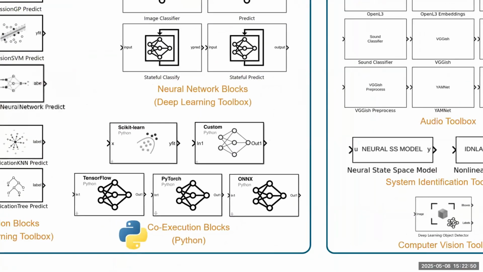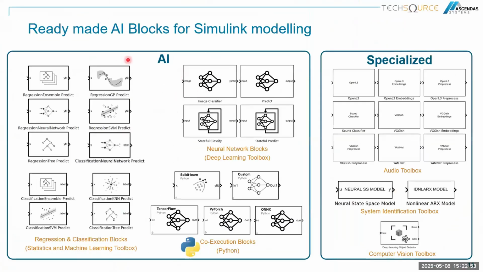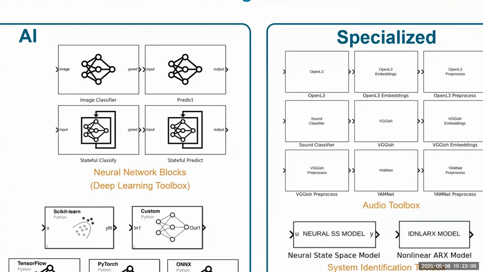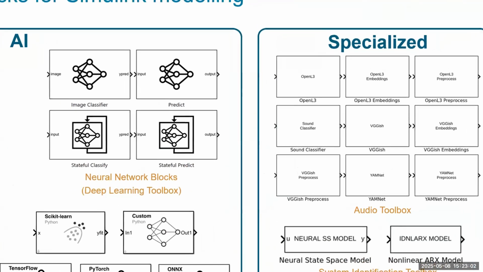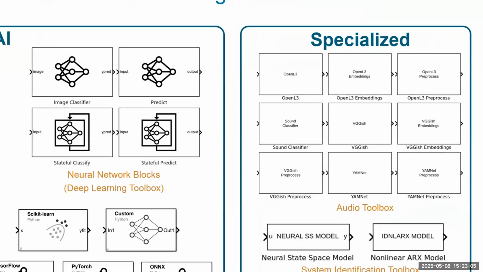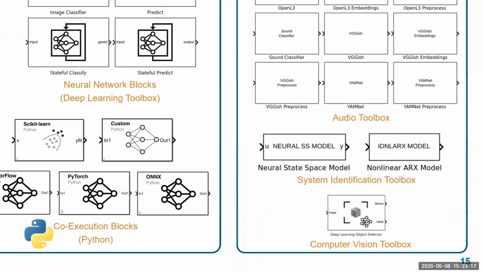This is overall how we can bring AI into model-based design in Simulink. We also give you specialized blocks, for example image classifiers, or specialized blocks used with Audio Toolbox, like sound classifiers, or computer vision blocks like deep learning object detectors. For example, you can add YOLO into this model too.